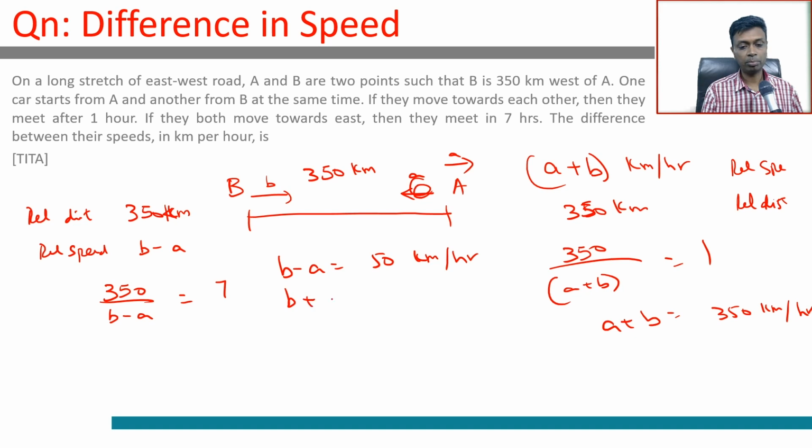We know that B plus A is 350. We can find B and A, but we are asked for the difference between their speeds in kilometers per hour. Difference between their speeds is just B minus A, which is 50 kilometers per hour. The first point is not even needed, only this we needed, and the answer is 50 kilometers per hour.